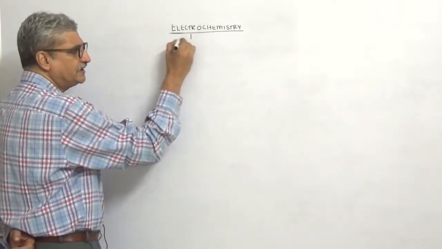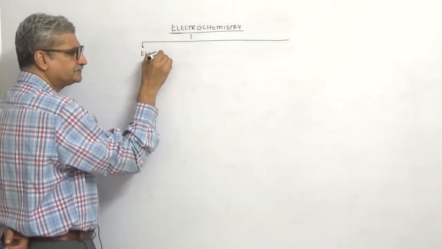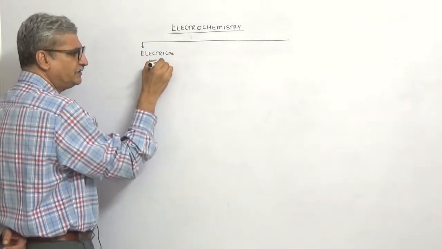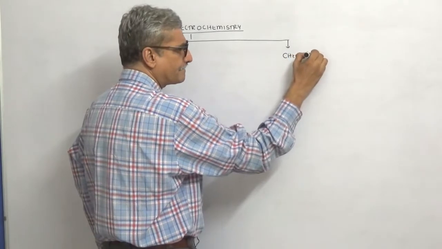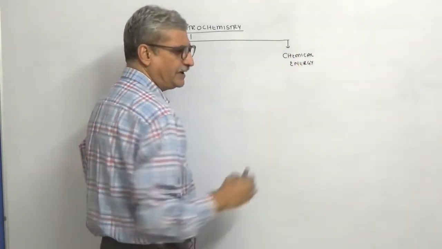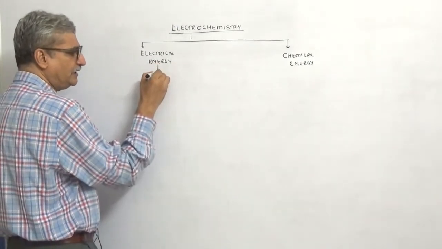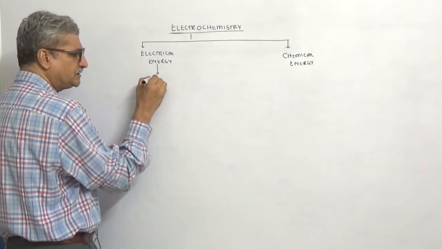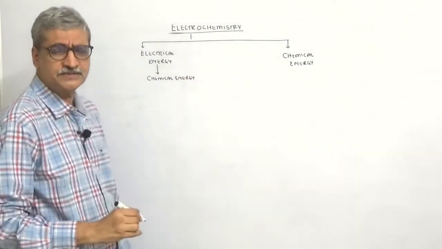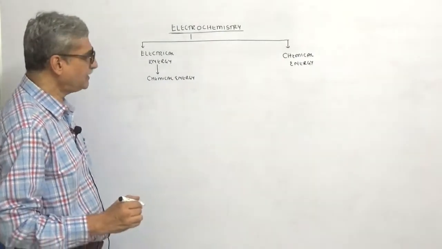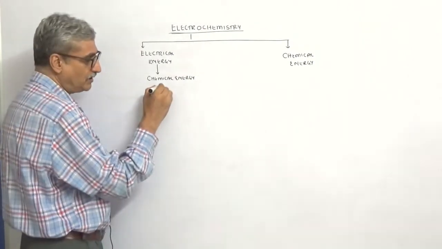So electrochemistry basically has got to do something with electrical energy and chemical energy. So there are two possibilities. One possibility is electrical energy is converted to chemical energy. So when electrical energy is converted to chemical energy, this process is called electrolysis.